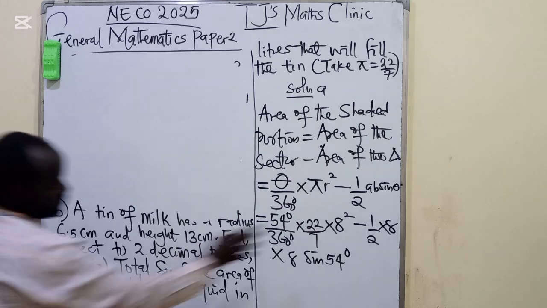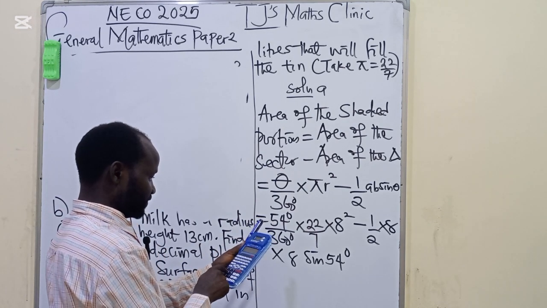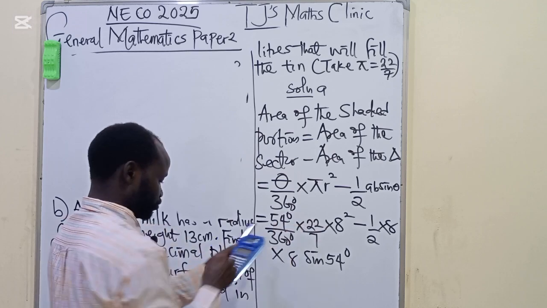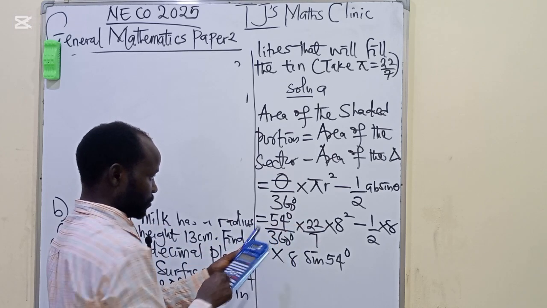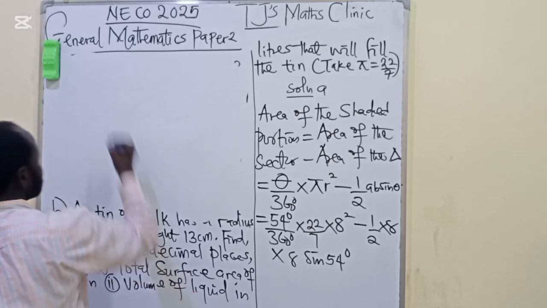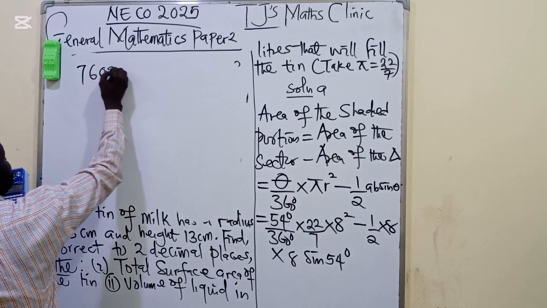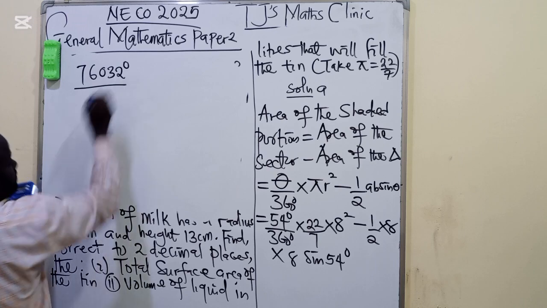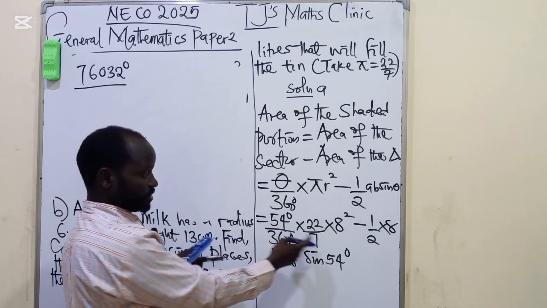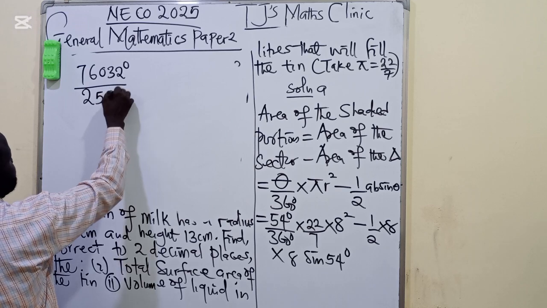So let's work on the area of the sector. We can say 54 multiplied by 22 multiplied by 8 squared, of course, is 64. What are we going to have? We have 76032 degrees divided by 360 degrees times 7. That will be 2520 degrees.